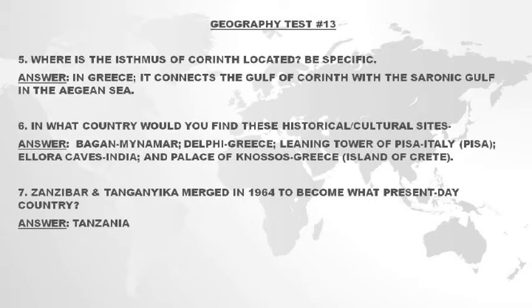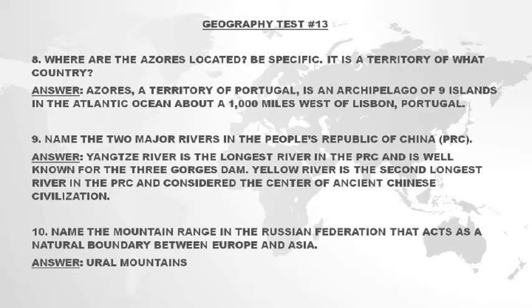Question 7. Zanzibar and Tanganyika merged in 1964 to become what present-day country? The answer is Tanzania. Question 8. Where are the Azores located? The Azores, a territory of Portugal, is an archipelago of 9 islands in the Atlantic Ocean, about 1,000 miles west of Lisbon, Portugal.